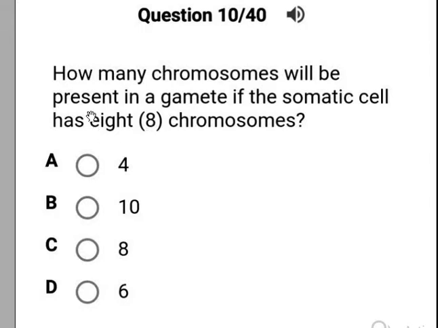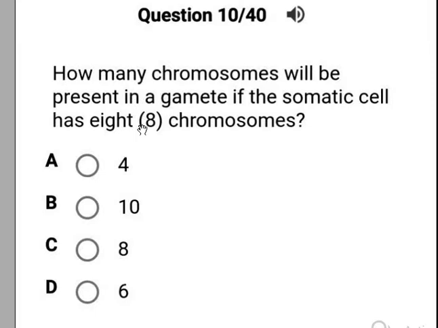Question 10 is, how many chromosomes will be present in a gamete if the somatic cell has 8 chromosomes? The options are 4, 10, 8, and 6. So the correct answer here is 4. Why? Because if the somatic cell has 8 chromosomes, the gamete will have half of it. So 8 divided by 2, that is half of 8, is equal to 4. So the correct option here is 4.